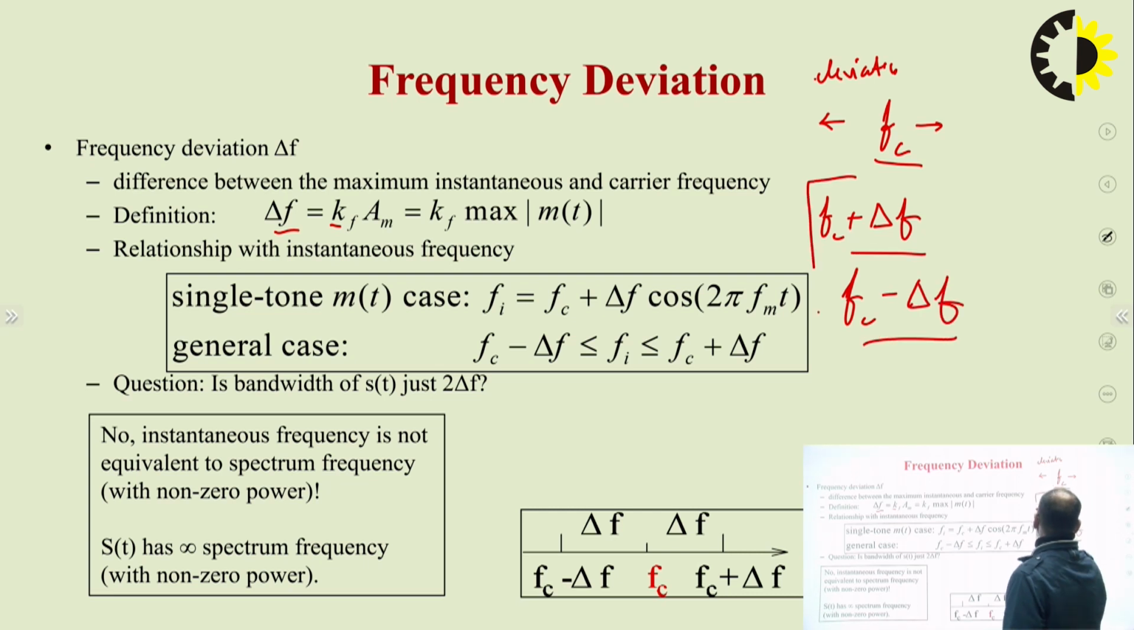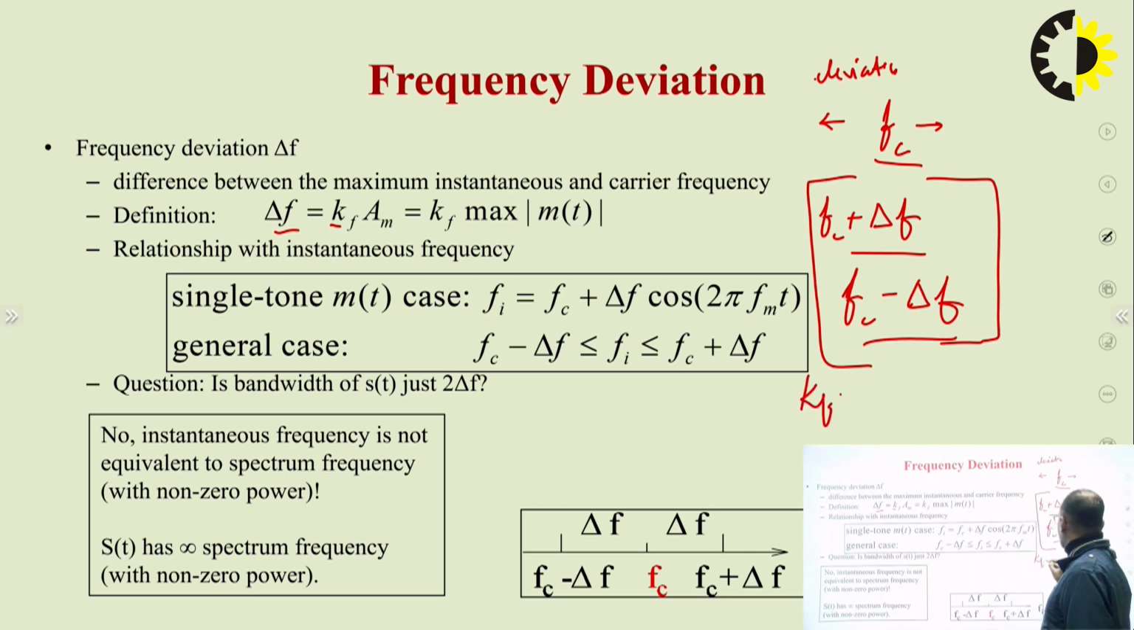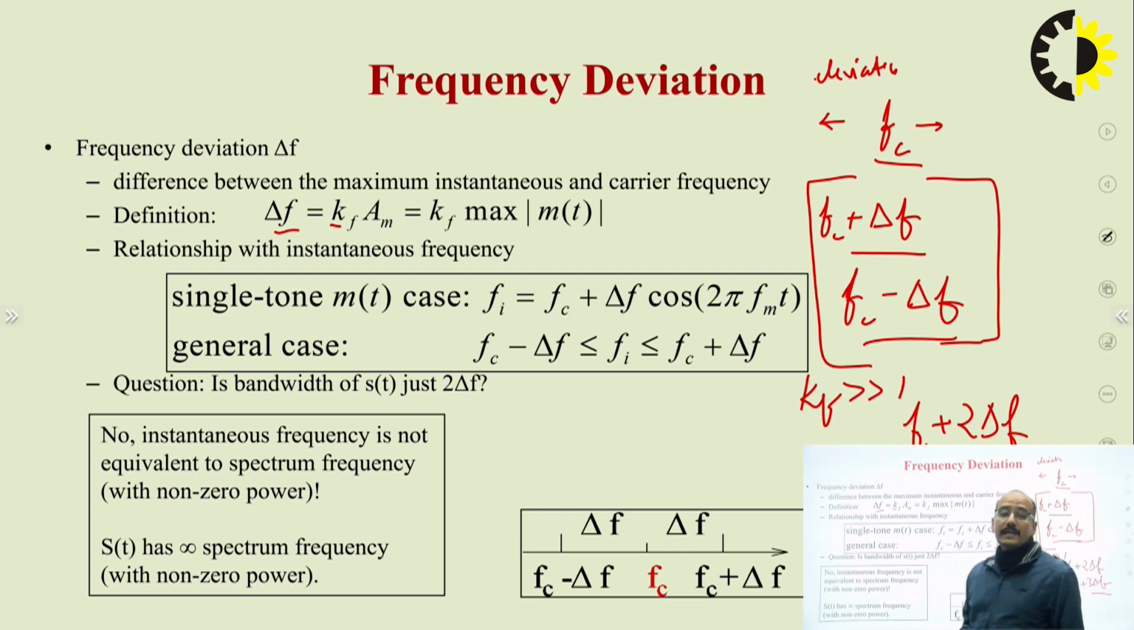As discussed earlier, there are two kinds of frequency modulation: one is narrowband, and the other is wideband. In narrowband, we have only these two parts. But as soon as the kf value increases further, to a higher value, fc plus del f extends into fc plus 2 del f, fc plus 3 del f, and these all denote the increasing number of sidebands in the FM signal. So this is all about the frequency deviation part.